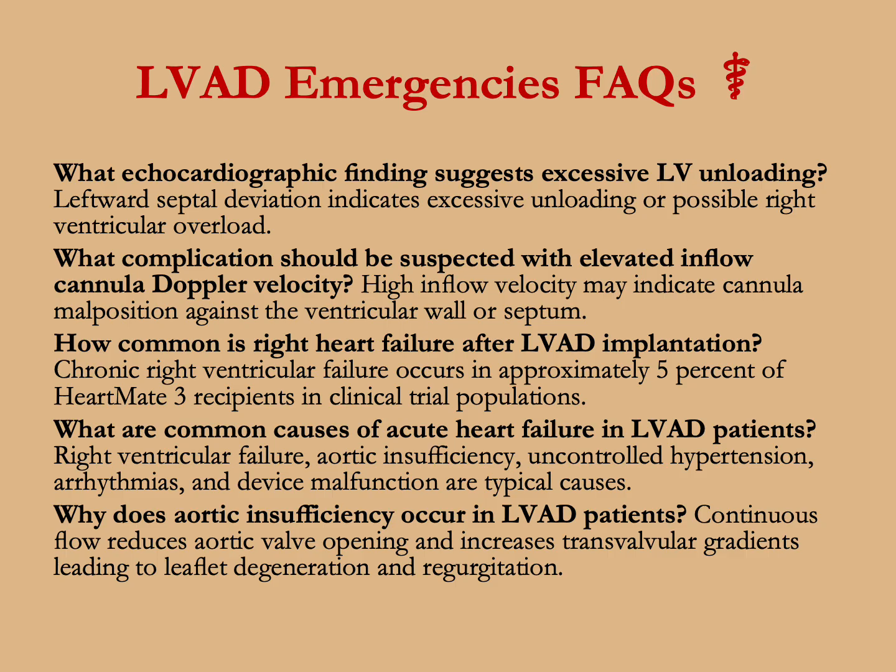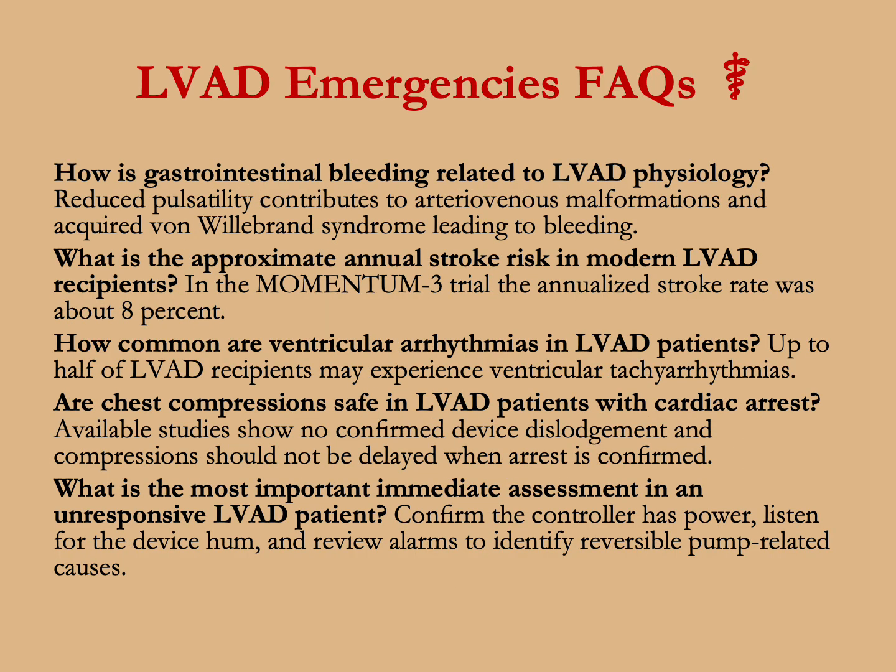Why does aortic regurgitation occur in LVAD patients? Continuous flow reduces aortic valve opening and increases transvalvular gradients, leading to leaflet degeneration and aortic regurgitation. How is GI bleeding related to LVAD physiology? Reduced pulsatility contributes to arteriovenous malformations and acquired von Willebrand syndrome, leading to bleeding.